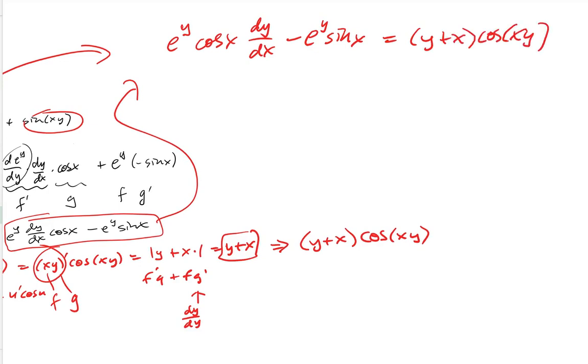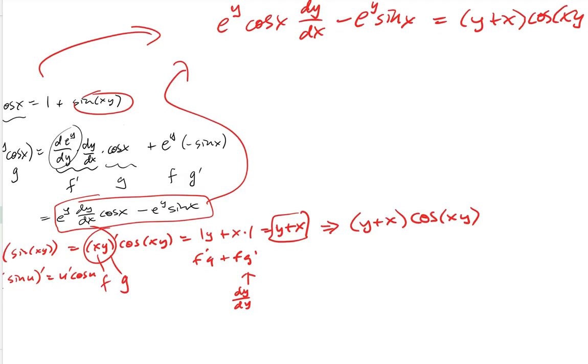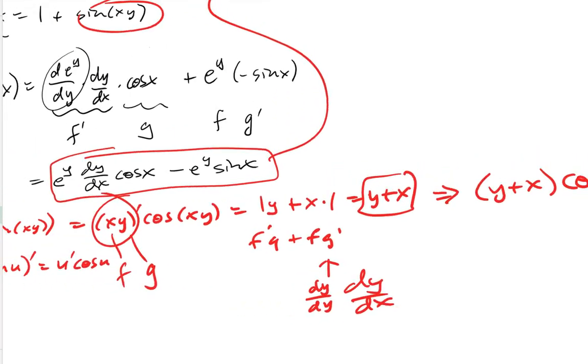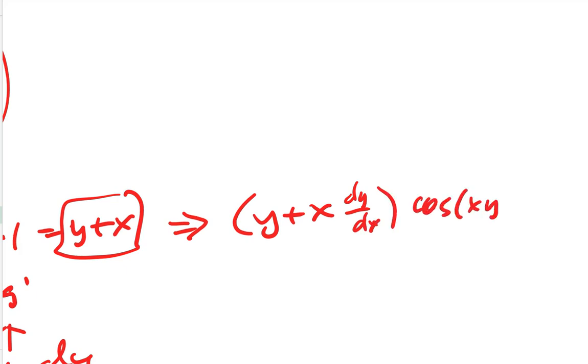And now, oh, I'm missing a dy dx in here somewhere. Where'd it go? It's this right here. It's dy dx goes here. When I took the derivative of y with respect to x, I get dy dy, the derivative of y with respect to y, and then dy dx. Ah, so that goes there. So let's tack that guy in there. So this becomes dy dx here, and times cosine of xy.